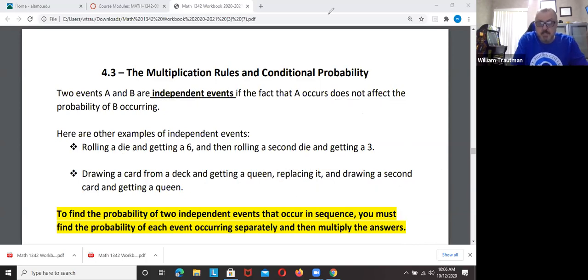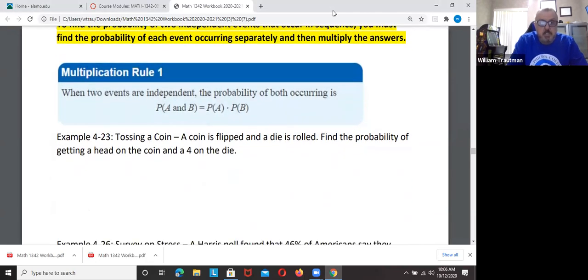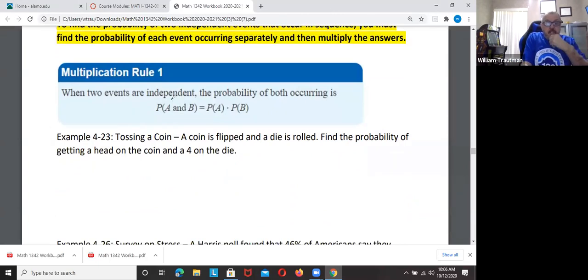All right, so let's see what we have. Here's the rule for independent events. When you say find the probability that two events are independent, probability of A and B, you find the probability of A, you find the probability of B, and you multiply them together.